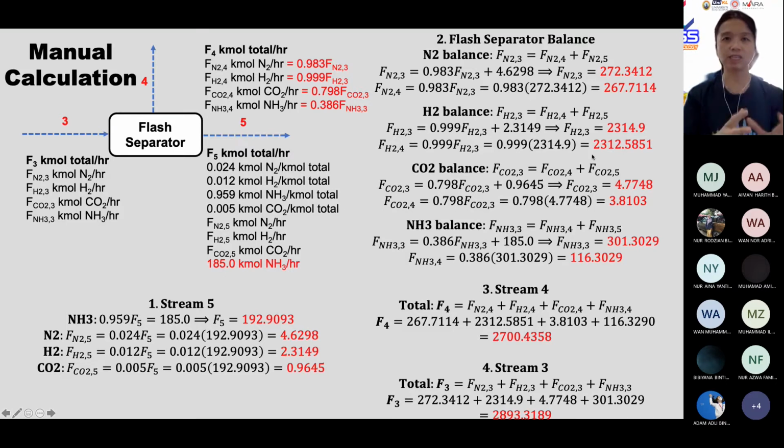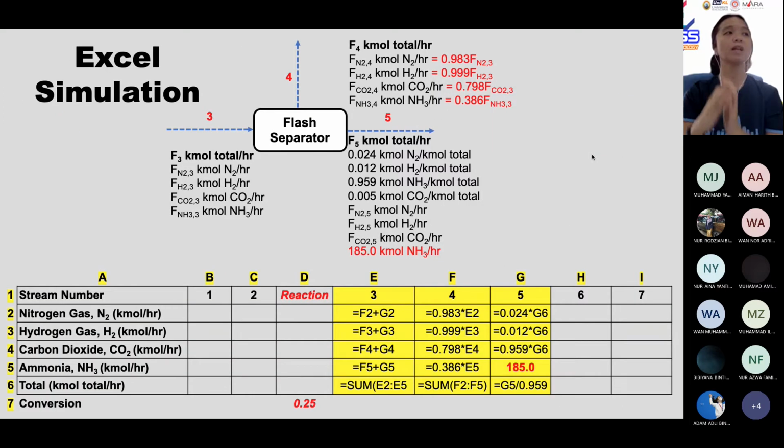You can see that I do it in sequence, solving the flash separator first. So at this stage we have just solved the flash separator. Same concept, this is Excel. I simulate using Excel, and I show you how to key in the formula. The same thing we solved manually just now, now I solve using Excel.